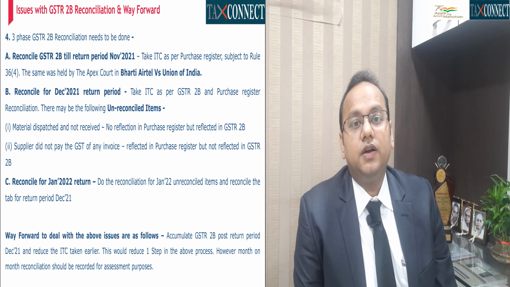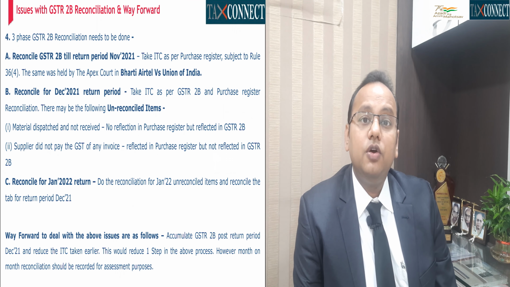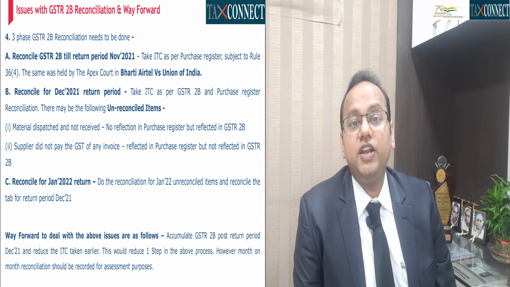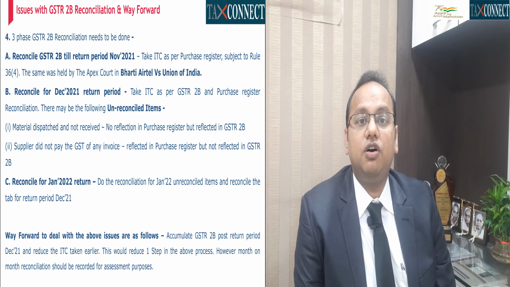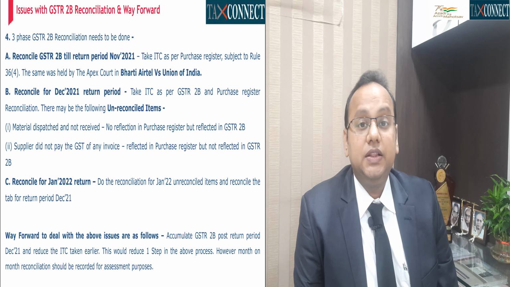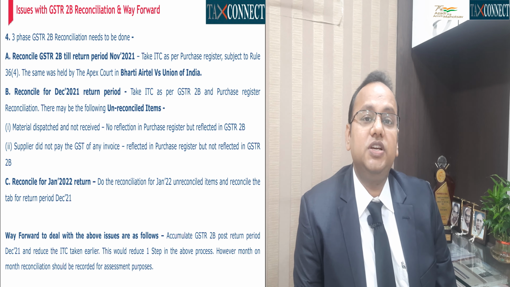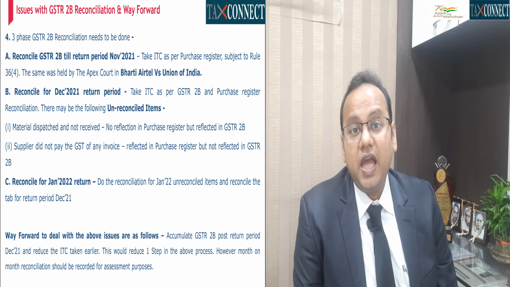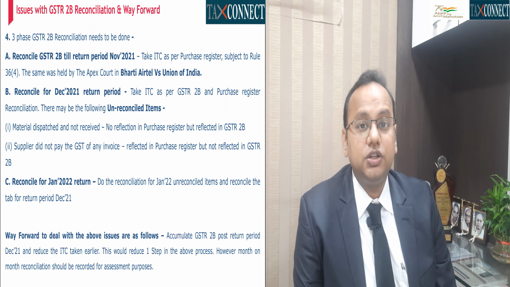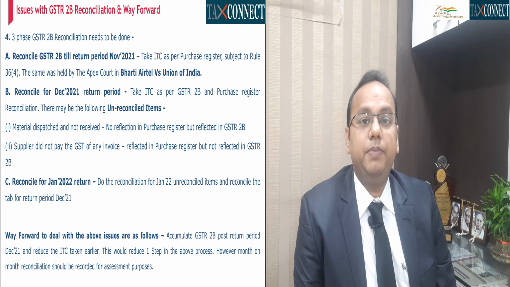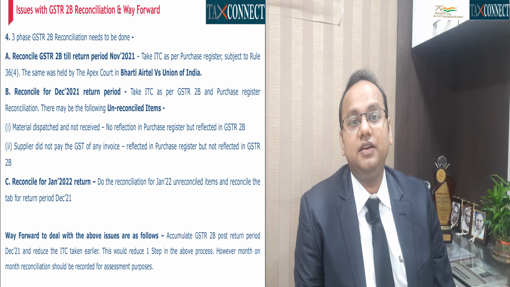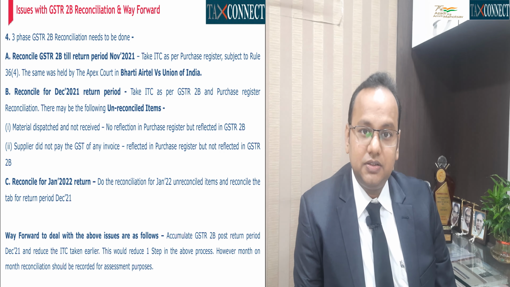One way to handle this would be to accumulate your GSTR 2B month on month. So when you file the GSTR 3B for the month of March, you accumulate the GSTR 2B for December, January, February, March and do an accumulated reconciliation, and the ITC which you have taken in earlier periods you subtract from that. So this could be a simpler process rather than keeping a tab month on month.